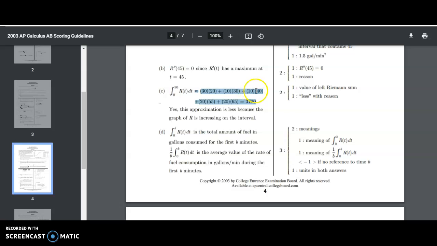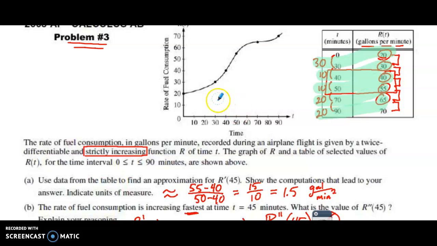Now, why is the approximation less than? Well, remember earlier we talked about a strictly increasing function. So let me go back to that. And we did the left Riemann sum. I think it'd be really easy if you just wrote right on the graph. Like, look at all these left Riemann sums. We're below the curve everywhere.